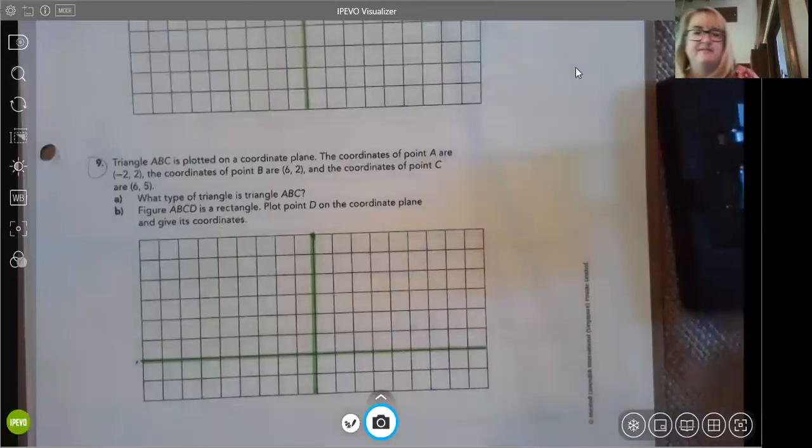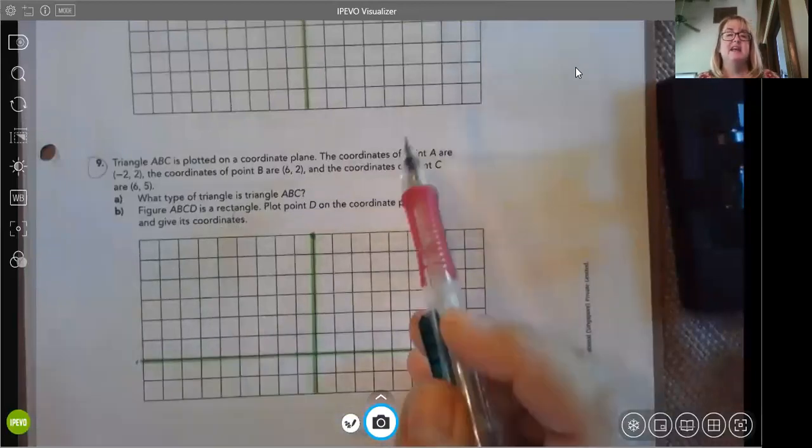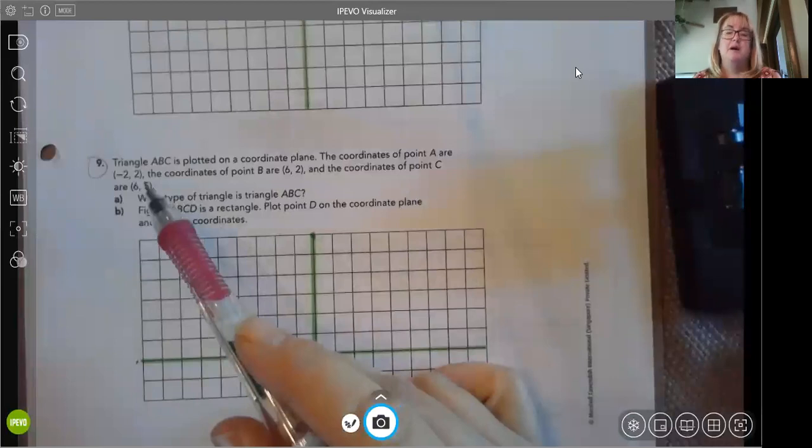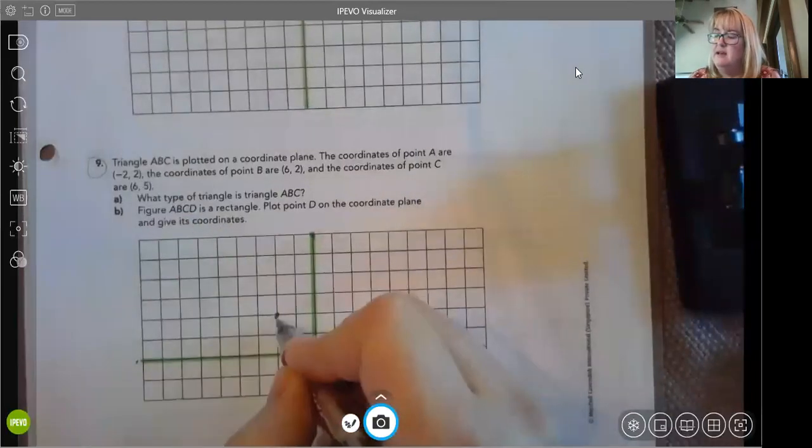Okay, lots of stuff to do here. The first thing we need to do is plot triangle ABC. A is at -2, 2. So back 2, up 2. So we're going back 2 and up 2. That is A.